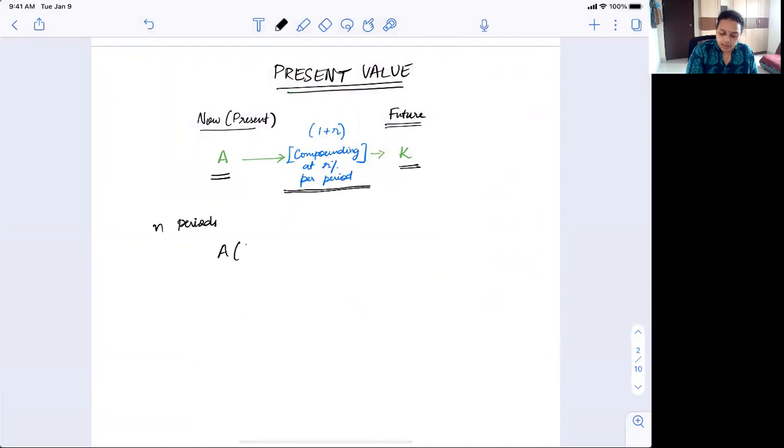Then a grows by a factor of 1 plus r per period for n periods, and we get the total amount k. So this is how we move from the present to the future. Okay? So you start off with the number a, and then you move to k by multiplying or by compounding. So this is compounding.